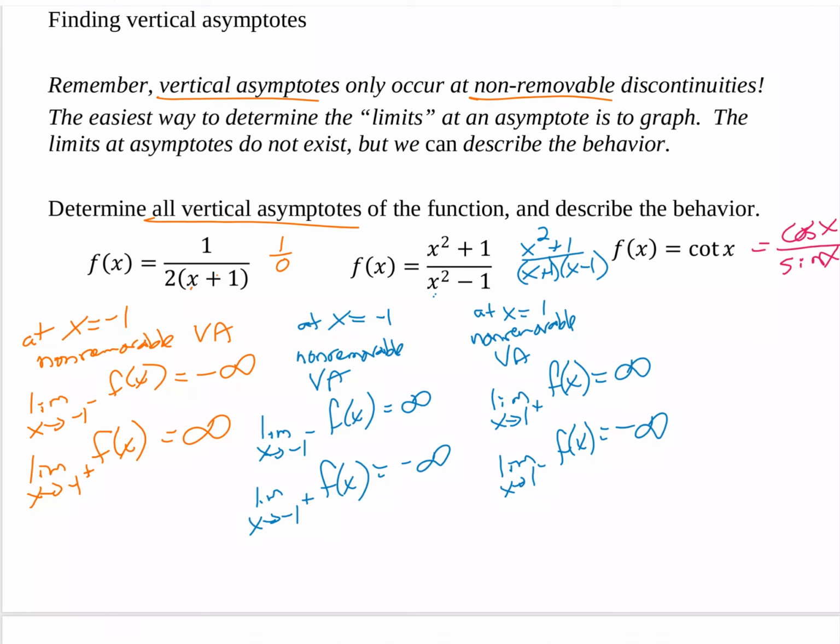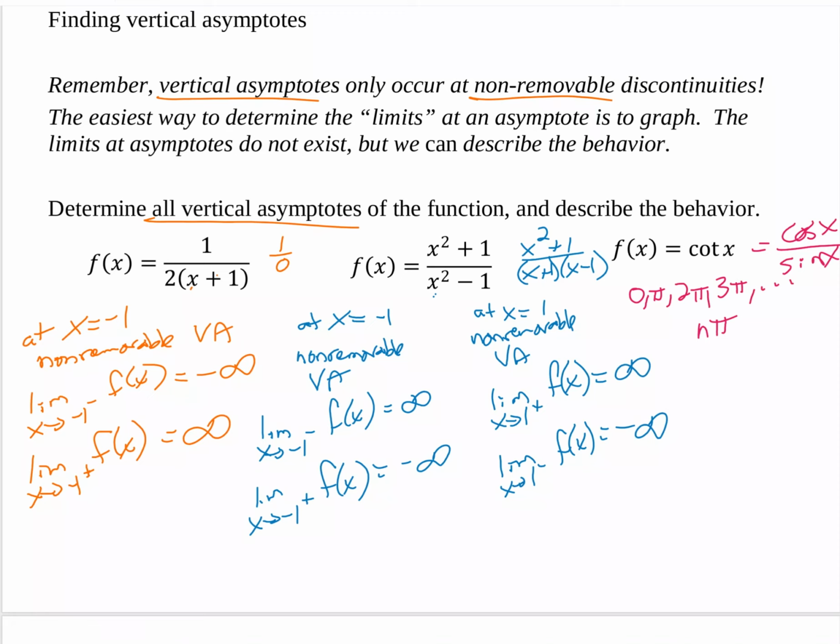Pi over 2 and 3 pi over 2? No, sine is 0 at 0, pi, and 2 pi. So all of the integer multiples of pi: 0, pi, 2 pi, 3 pi, 4 pi, 5 pi, and so on. That's pi times an integer. We would call that n pi.